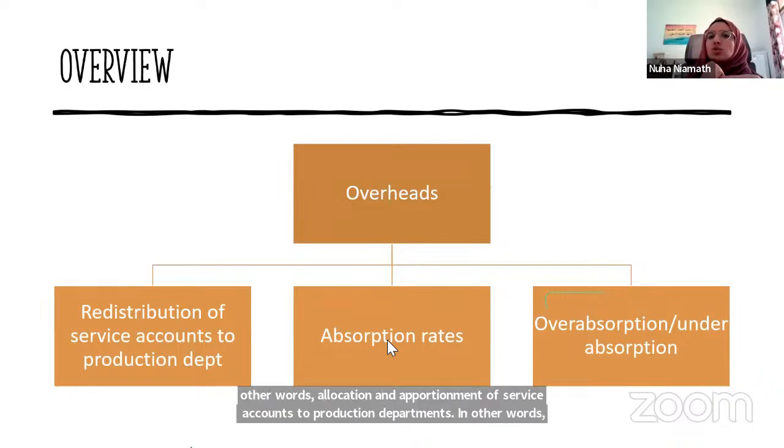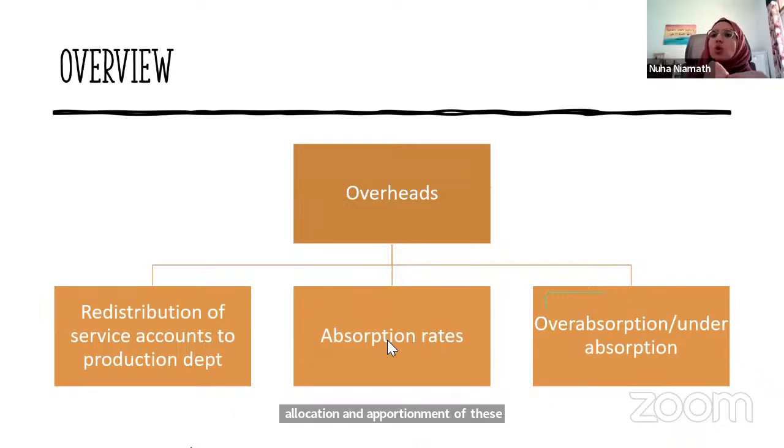Second is the calculation of the absorption rate. So what happens is after we have gotten the expenses, we need to absorb these expenses into our product. So how are these expenses absorbed into the product? That is the second part that we're going to look at. Third is that it sometimes can get over absorbed or under absorbed. So we need to see how we can incorporate that difference into the costing of the product. So this is roughly how we're going to go about the overheads chapter.